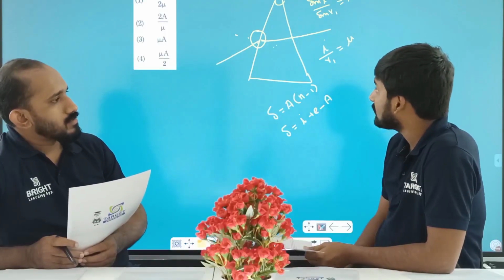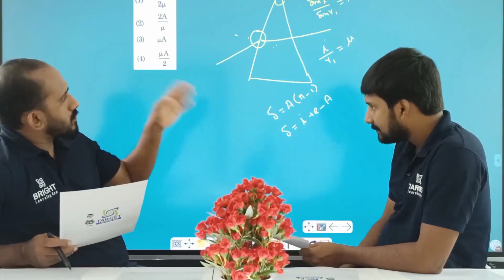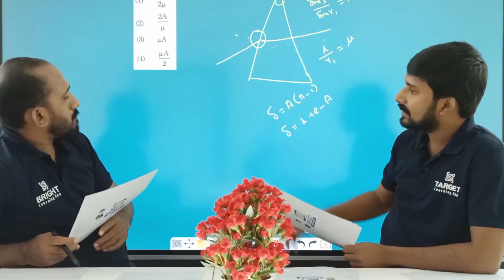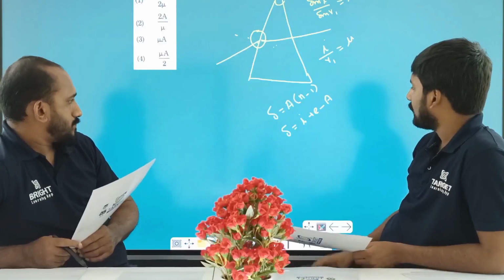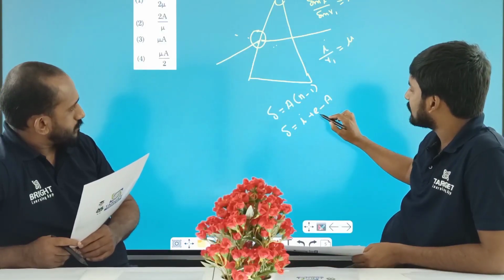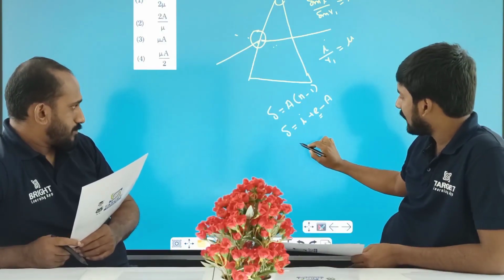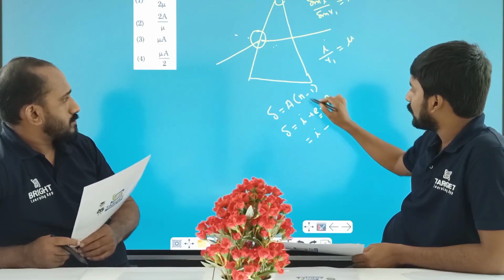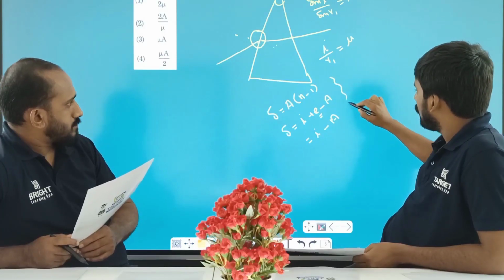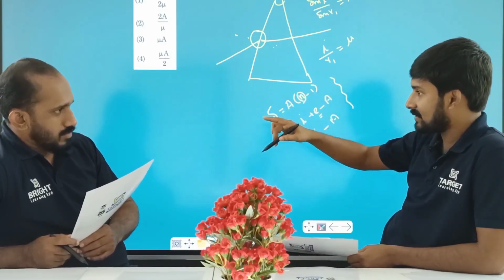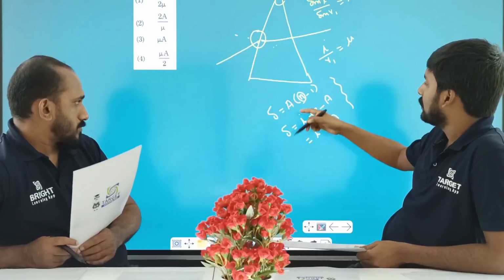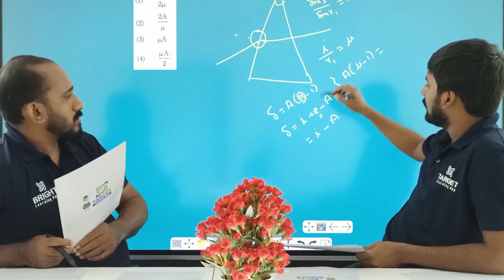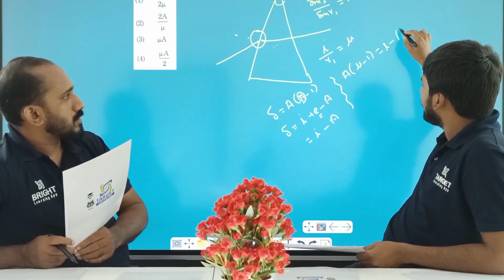Here the angle of emergence is 0, because the ray is going perpendicular to the surface, parallel to the normal. So the angle of emergence is taken as 0, and delta is equal to I minus A. We can equate these two relations. Here n is the refractive index, but it is given as mu, so we can write in terms of mu: A into mu minus 1, that is delta, is equal to I minus A.